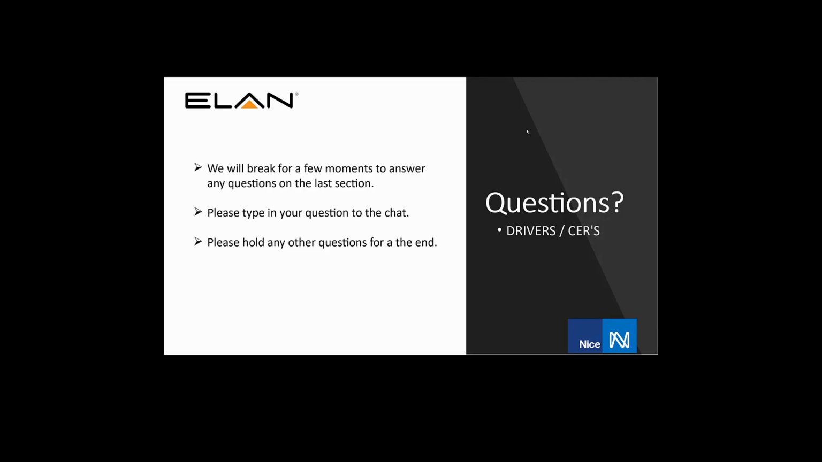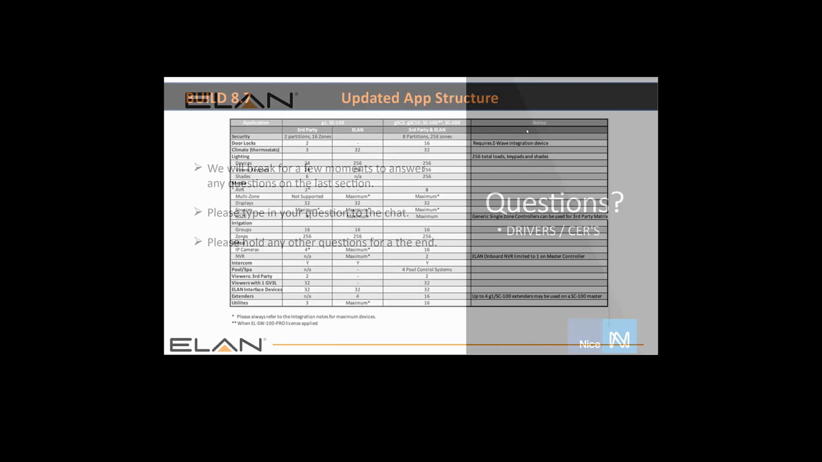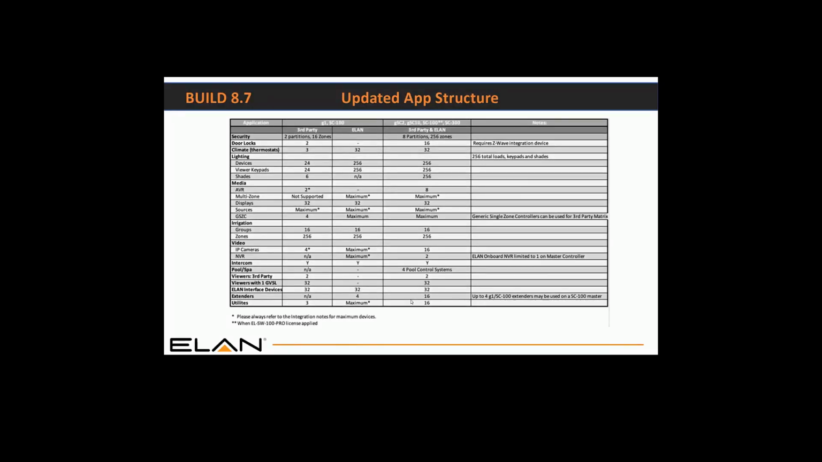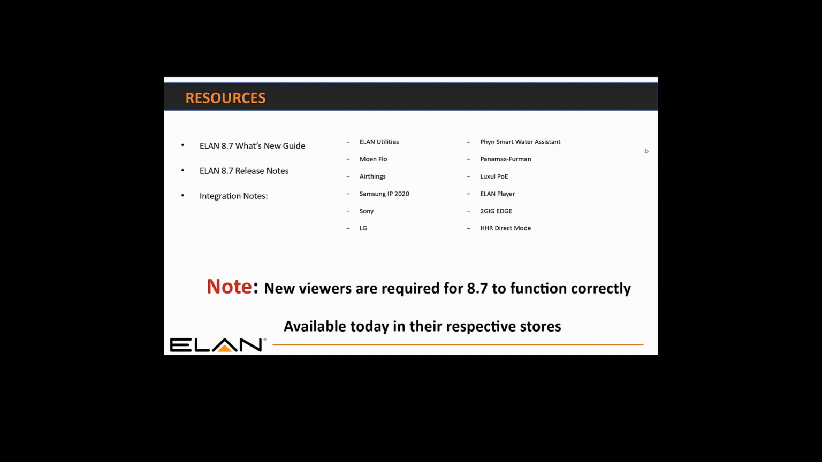Well, we're pretty much at the end. We ran 5 minutes over, but here's the new updated app structure. This one has utilities built in there, so that's why it's updated. You should take a look at all the documents: the What's New guide, the release notes, and all the integration notes. I actually printed them out so you can see them. Remember, if you're updating to 8.7, which right now looks like next week, you must update all the viewers. That's the phones, the mobile devices, as well as PC and Mac viewers. You've got to update them all, or some things will not work correctly.